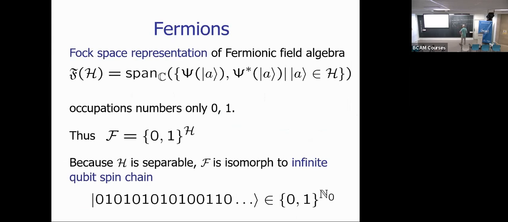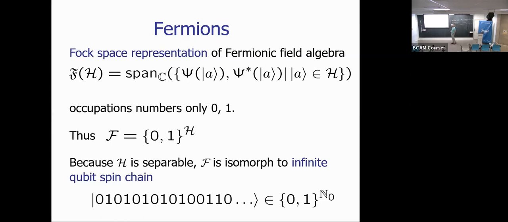Well, yesterday I have already said something about quantum fields. Let me just mention the particular case of fermions once more. So in the Fock space representation of the fermionic field algebra, we have seen the fermionic field algebra is generated by the polynomials in these two operators. And these operators are parameterized by the single particle states in a single particle Hilbert space.